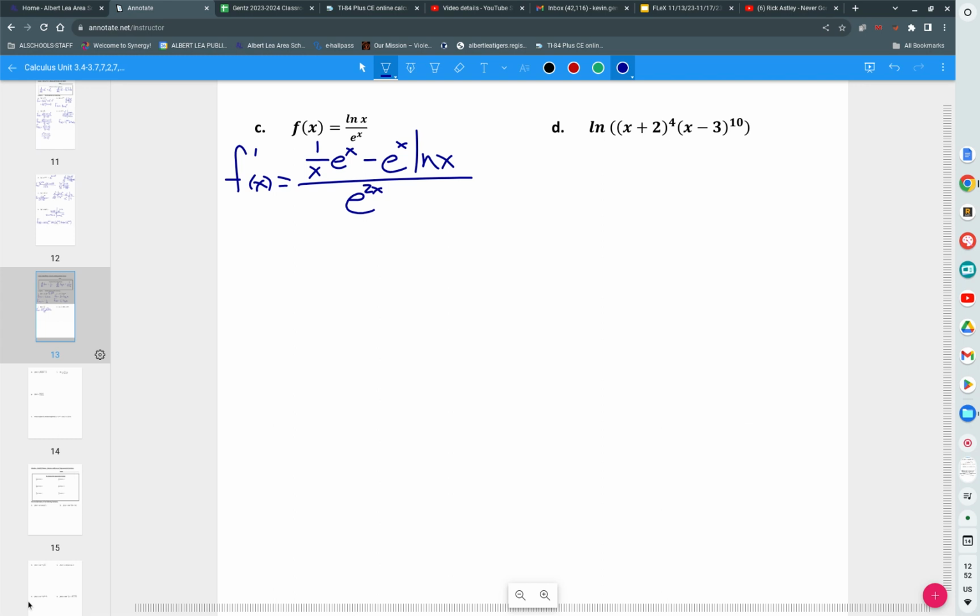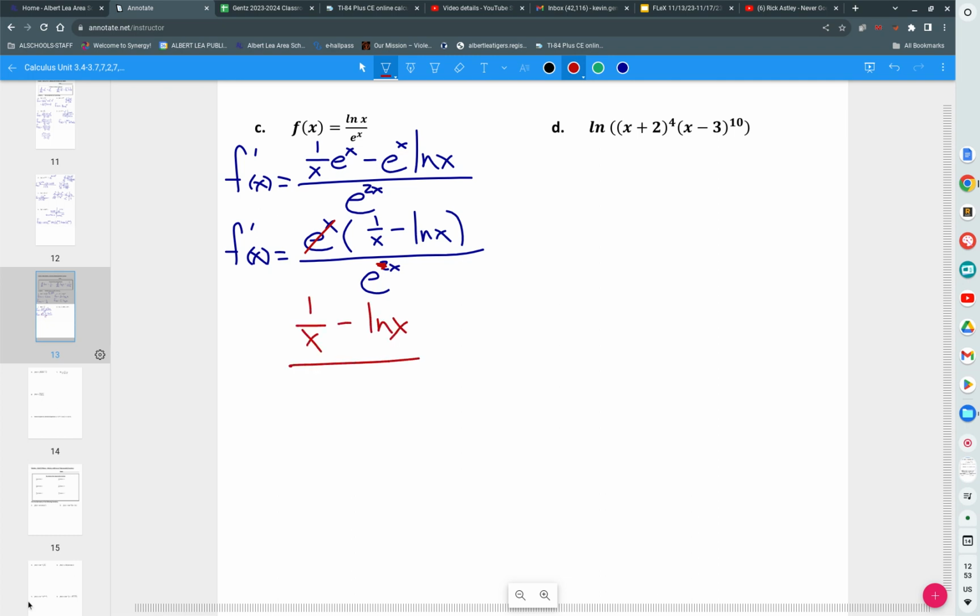What could you factor out of the top? You could factor out an e to the x. E to the x times a 1 over x minus the natural log of x divided by e to the 2x. What happens? Yeah, one of the e to the x's will reduce. So that reduces with one of these. So I have 1 over x minus the natural log of x over e to the x.